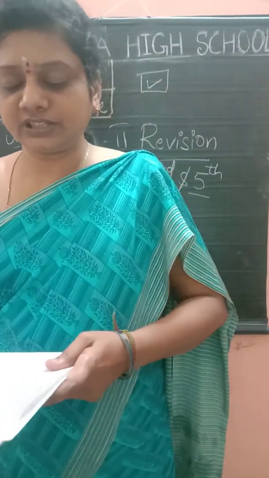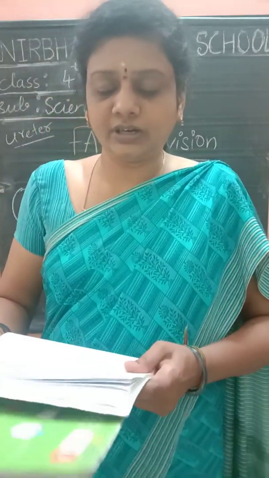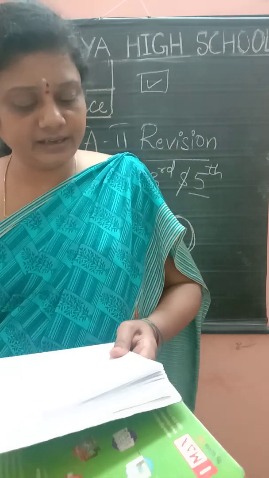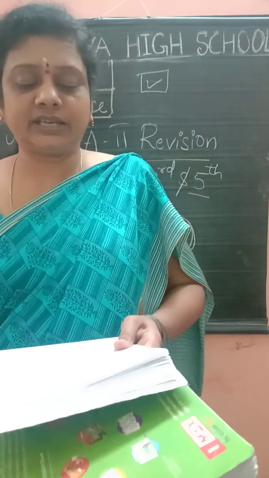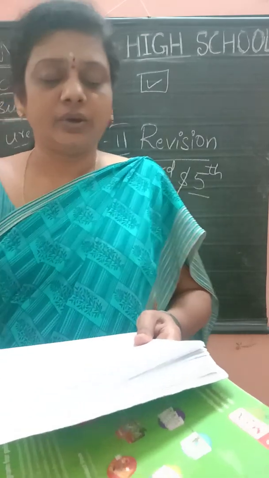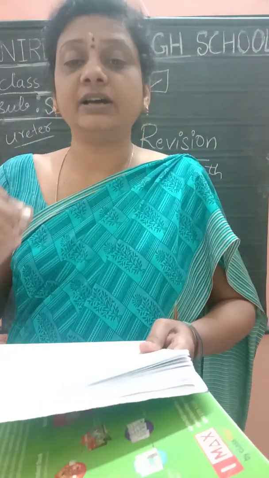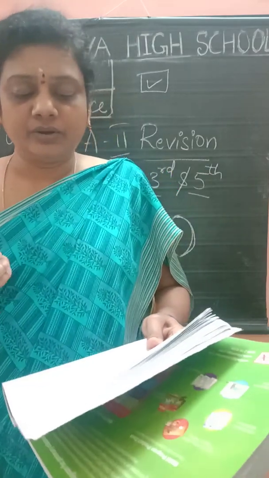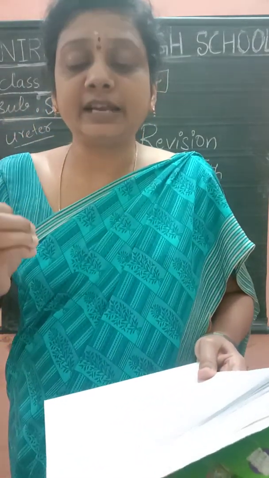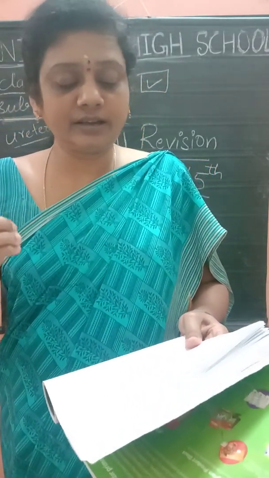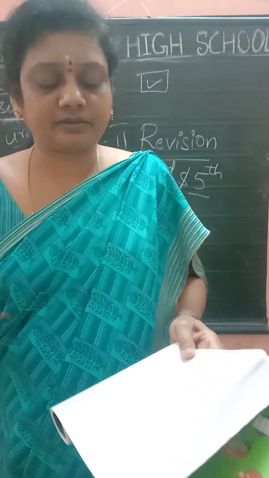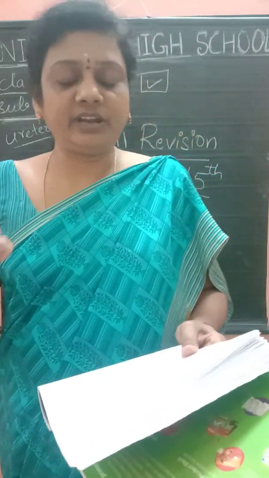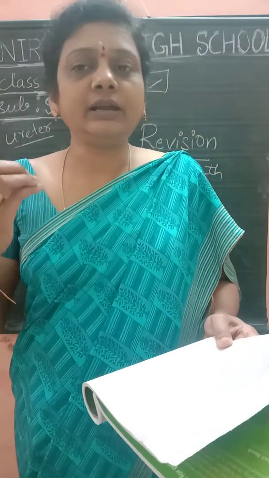The next one is the 17th, a short answer question. How can we take care of our skin? Answer, children: we should have a bath regularly, and we should keep the skin clean, means using soap and water. With soap and water we have to clean our skin, and we have to bathe regularly.